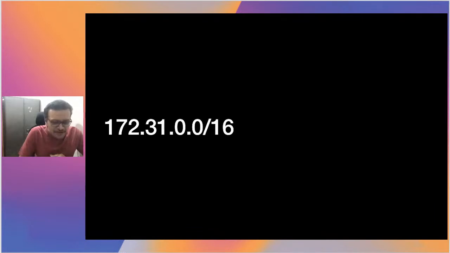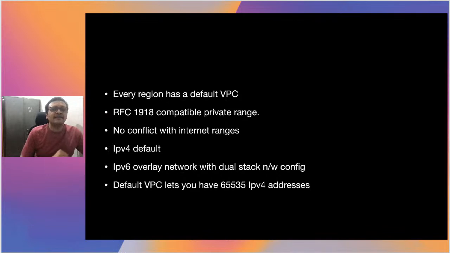When you open your AWS console and go into the VPC tab, you will see a VPC called default, and this is the CIDR block that you will see. When you change the regions on your AWS console, you will see that every region has the same CIDR block, and this is an RFC compliant private range. It does not conflict with internet ranges, which is very important when you have to receive or send traffic to and from the internet.